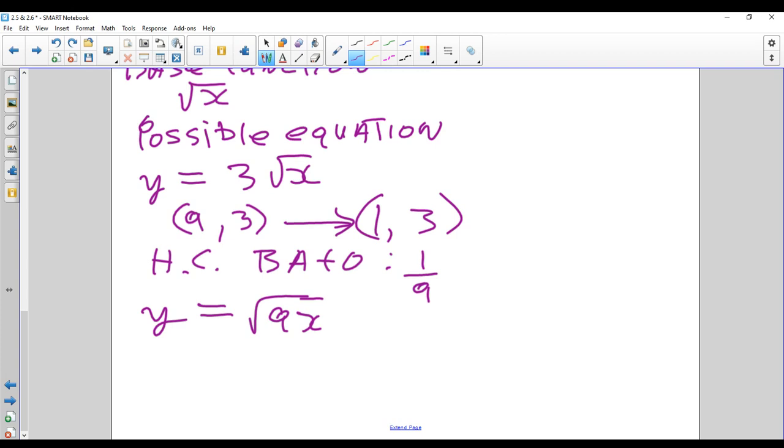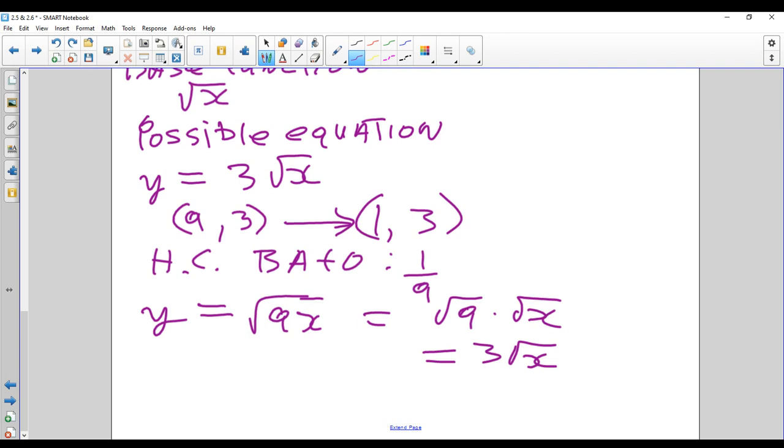Now we can see, oh, hold on. Square root of 9x. And by the way, that's by a factor of 1 over 9. Wouldn't that be the same thing as the square root of 9 times the square root of x? Isn't that the same thing as 3 square root of x? That's why they're the same. That's why they look the same, I should say.